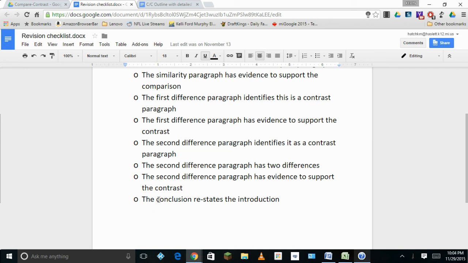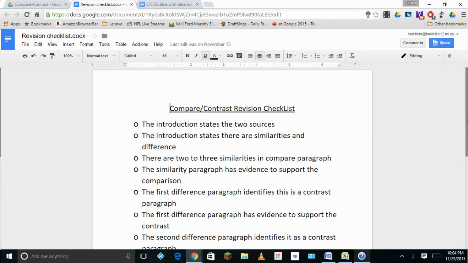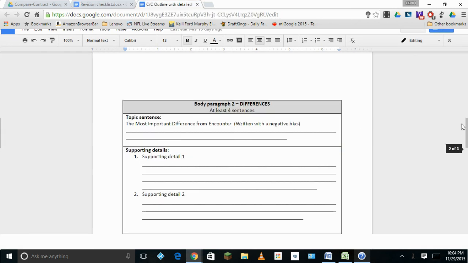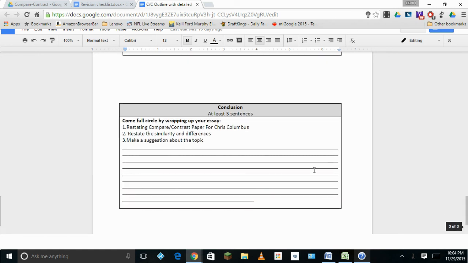And the final thing to look for is that you make sure in the conclusion you restate the introduction, which includes that you're comparing and contrasting the 2 sources. And the only difference is that in the conclusion, the introduction states that there are similarities and differences. The conclusion would restate what those similarities and differences are. So if you go back to that outline, you can see here that you should clearly restate those similarities and differences, which again is compare and contrast. And that could be 1 or 2 sentences. That's up to what the students do.